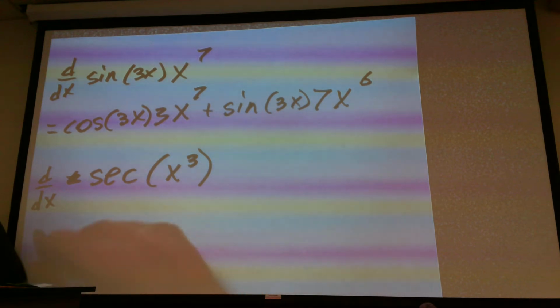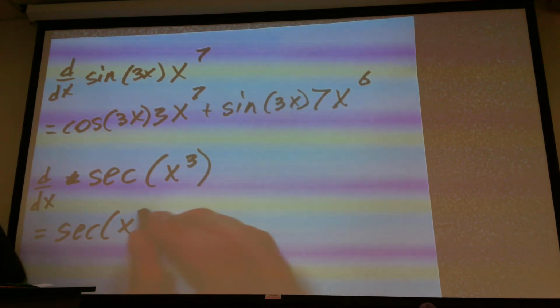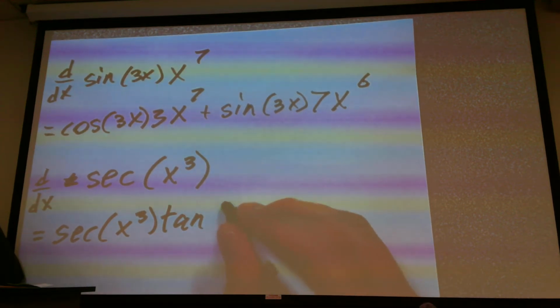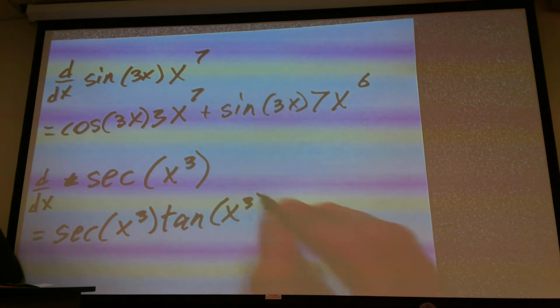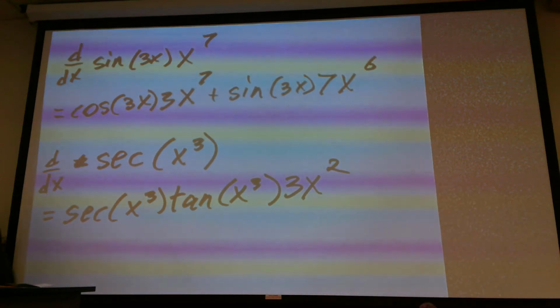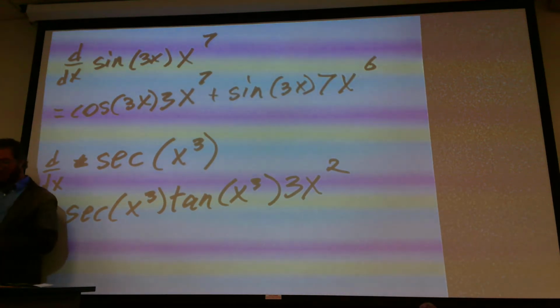So this is going to be secant of x cubed, tangent of x cubed, now multiplied by the derivative of x cubed, which is 3x squared. Okay.